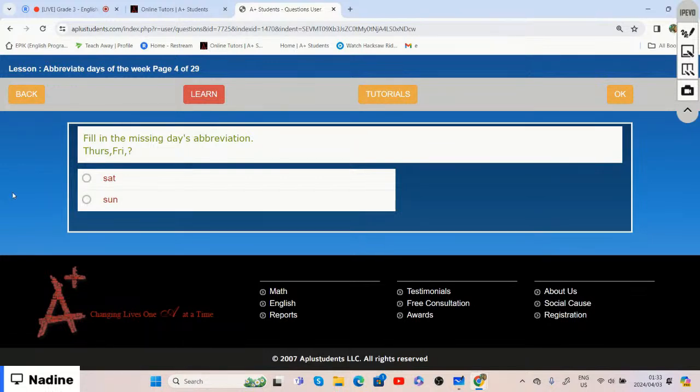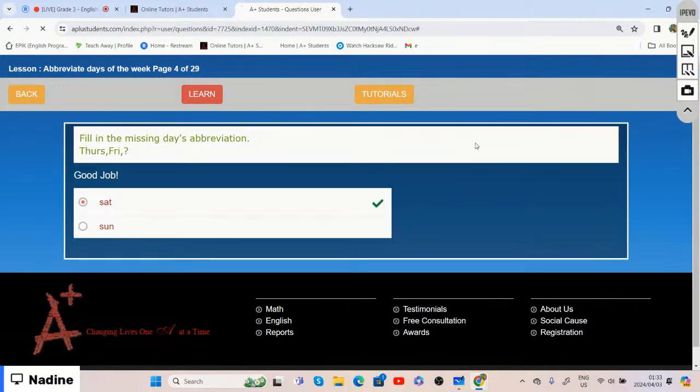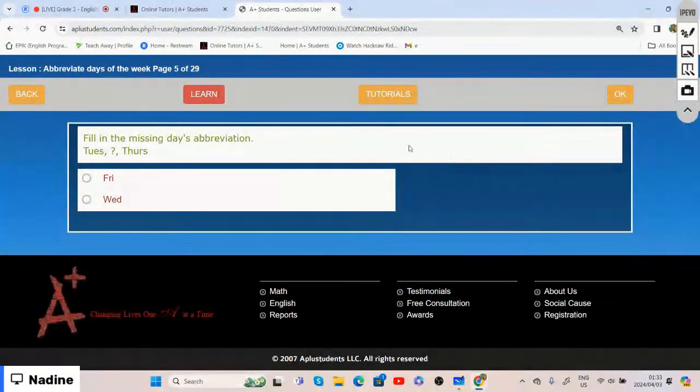All right, then if we choose the day that comes after Friday, we will say it is Saturday. Right? So well done. Saturday is correct. Not Sunday because we have Thursday, Friday, Saturday. Then we have Sunday. Then we have Monday, Tuesday, Wednesday, Thursday, Friday, Saturday. All right. So well done.